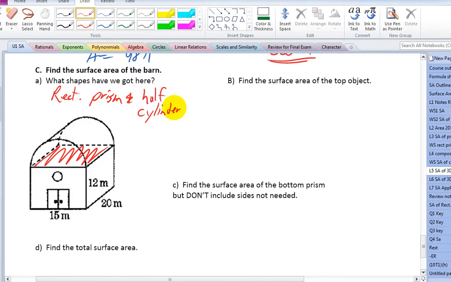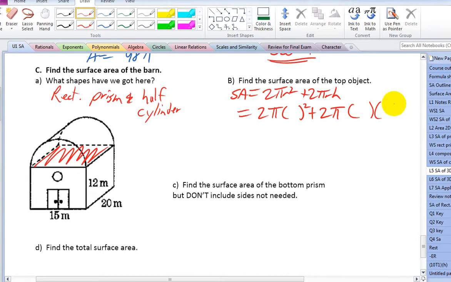So the cylinder we'll have to divide by 2. What we're going to ignore is the inside. Okay. So for the top object, surface area equals 2πr² plus 2πrh. Fill in the radius and the height, please.